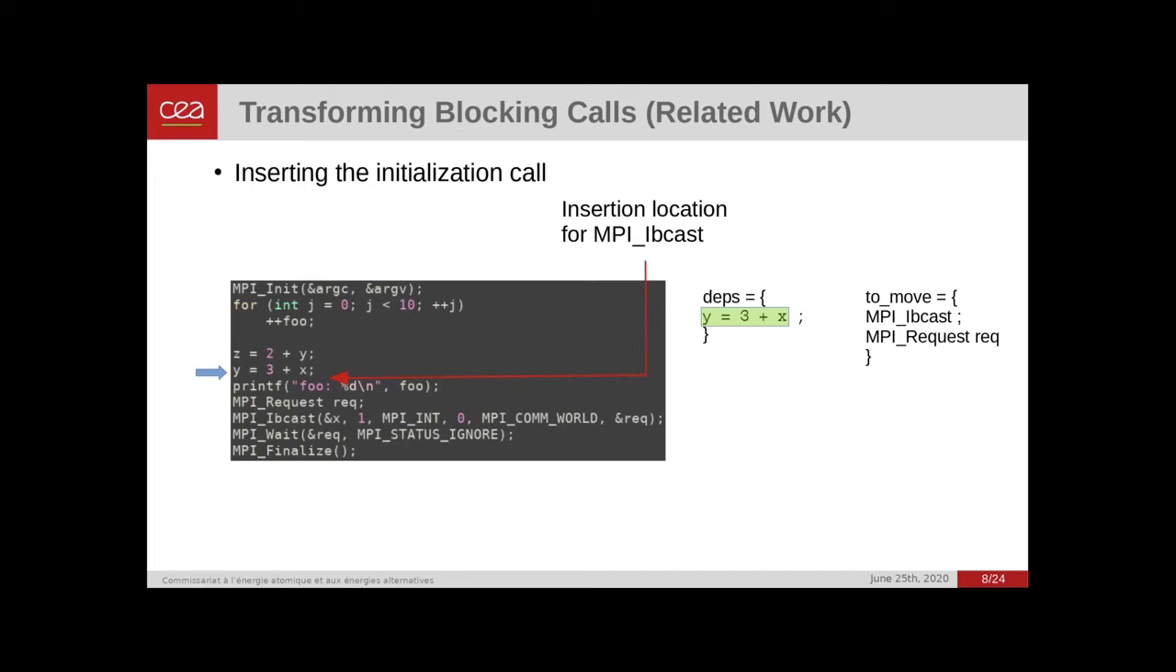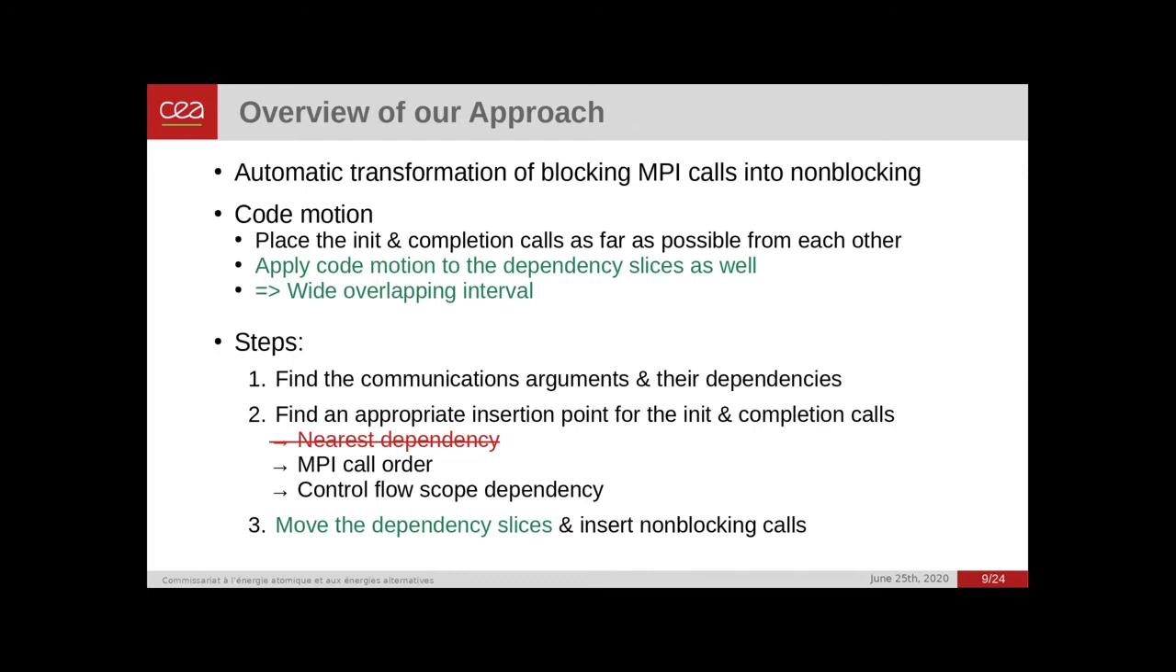So here, in this situation, we end up with an overlapping interval that is made of only one statement, that print statement, and it is pretty limited. And we can wonder if, in this example, we can have a larger overlapping interval. Well, in this situation, we have that for loop here that is completely independent of the communication. So if we find a way to add it to the overlapping interval, we can end up with bigger overlapping potential. And this is what we propose in this work.